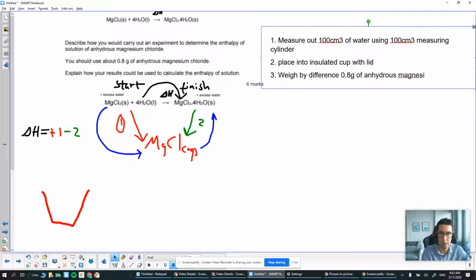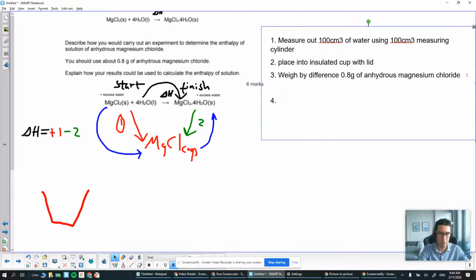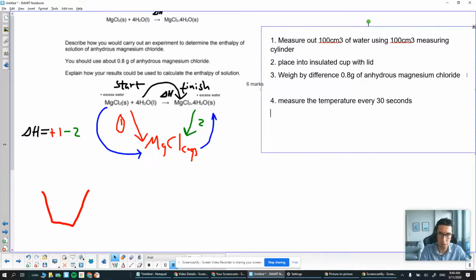So step 4, we would then measure the temperature every 30 seconds. Graph.